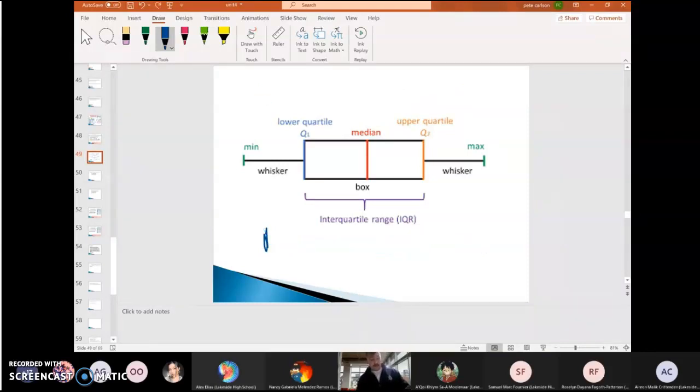Now, each part of your box plot represents 25%. So this would be 25% of your set, 25% of your set, 25% of your set, and this would be 25% of your set. So if I said, what covers this amount of space, you would say 50%, because 25 plus 25. If I said, what percentage is in this area of your set? Well, you would say 25 plus 25 plus 25, which is 75%. If I said, what percentage of your set covers just here? You would say 25%. Okay.